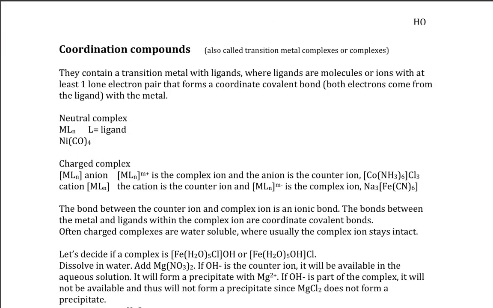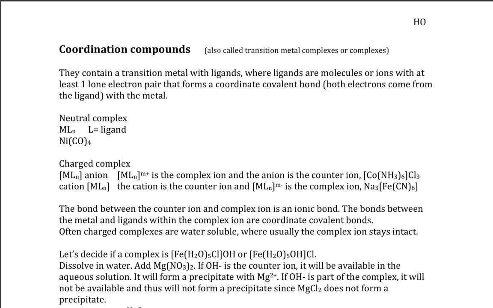Okay, now we get into coordination compounds. Those are also called transition metal complexes, or just simply complexes, or maybe complex ions. We'll see as we go on that we use lots of terms for them. They contain a transition metal with ligands, where ligands are molecules or ions with at least one lone electron pair that forms a covalent bond to the metal. It forms a coordinate covalent bond because both electrons of the covalent bond come from the ligand.